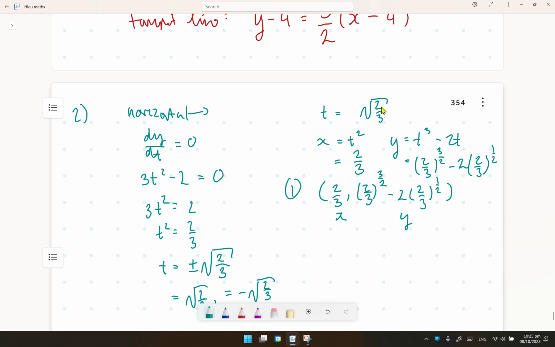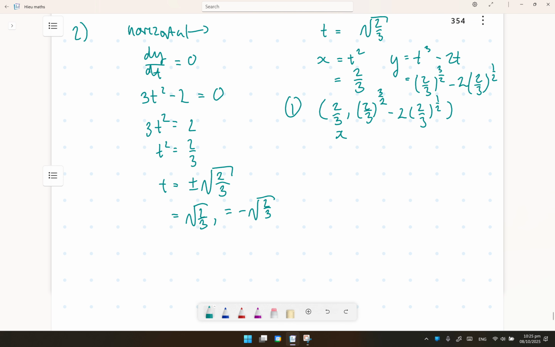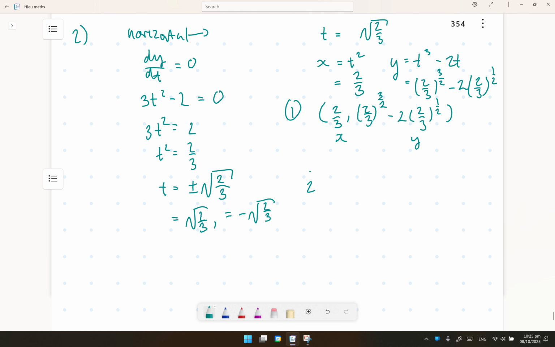So it's a little bit complicated to wrap your head around with the 3 variables, but this is it. When it asks you for the position, you need to give it in terms of x and y, like the x and y position. Okay, so now let's keep on moving to the second position, and now this is when t is equal to the negative root of 2 over 3.